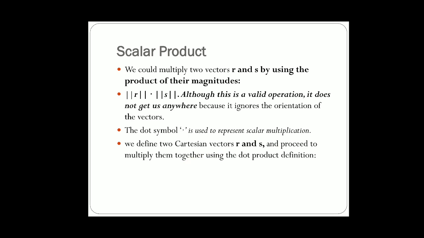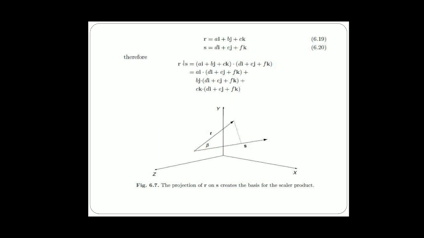So it does not give you a formulated proper format because we don't have values. The dot symbol is used to represent scalar multiplication. We define two Cartesian vectors r and s and proceed to multiply them together using the dot product definition. So we will multiply with the dot product.